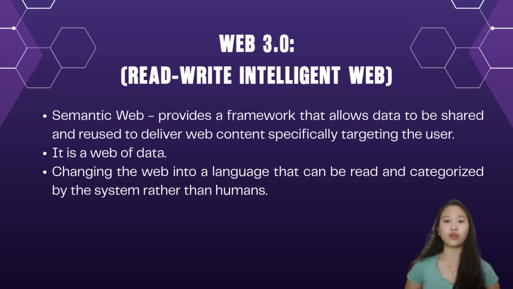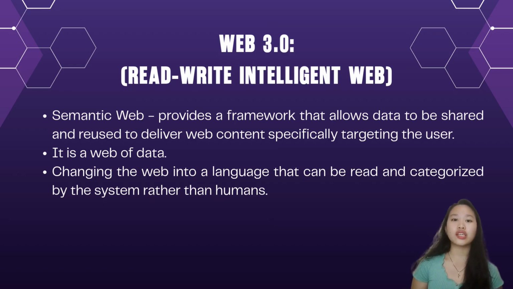The next one, Web3 aims to change the web into language that computers can read and categorize, not just humans. Before, websites were made for people to understand. Now, they're being built so that machines can interpret the meaning of information. This allows your devices and applications to collaborate intelligently, like your smartphone reminding you of your math class because it knows your schedule, your location, and your habits.